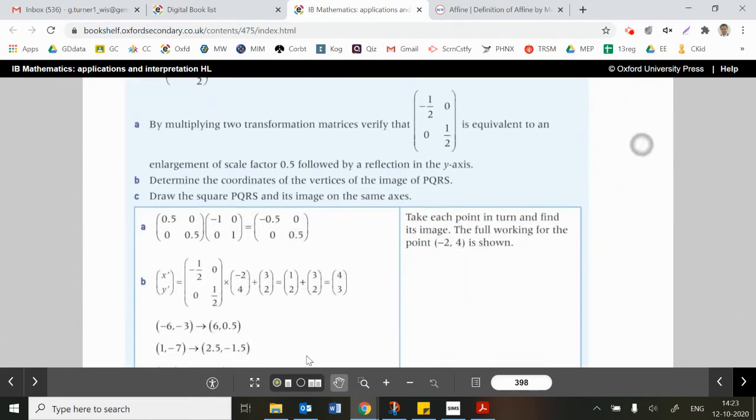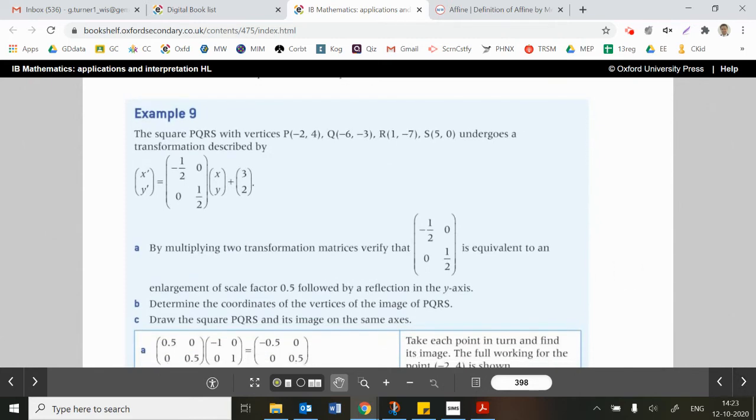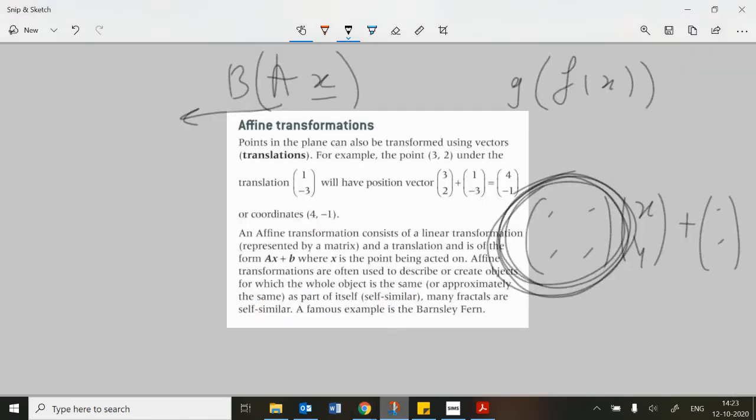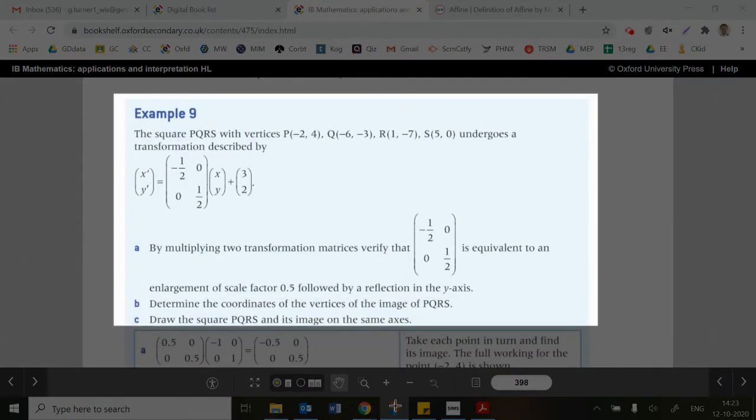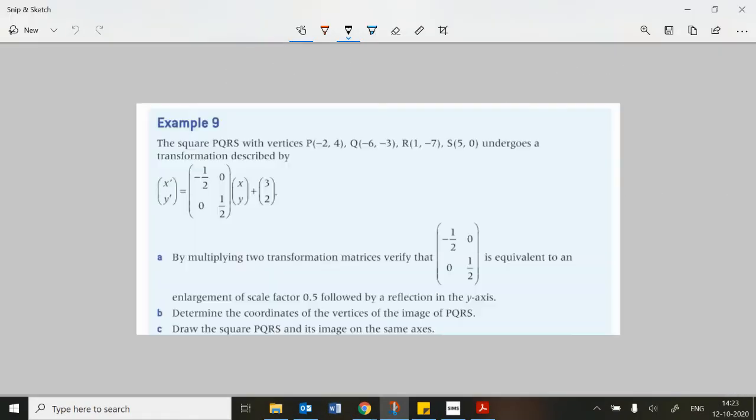So example 9, there's only one example here before the exercise. So this one says, let's steal this one here. So we've got example 9 here. And it's saying the square PQRS has the following vertices and it undergoes the transformation described by this affine transformation here.